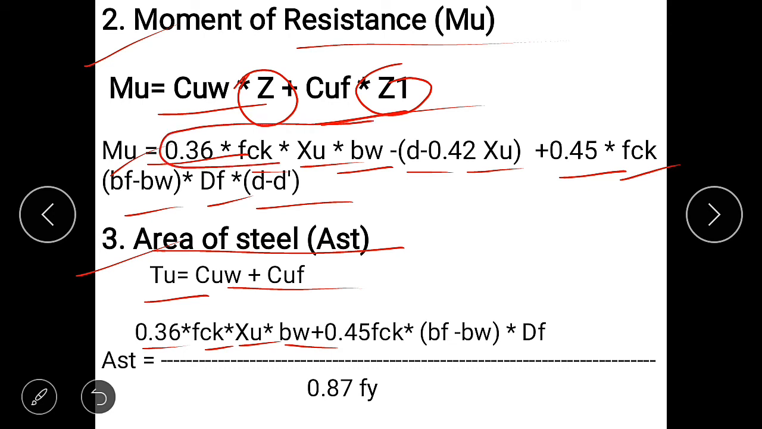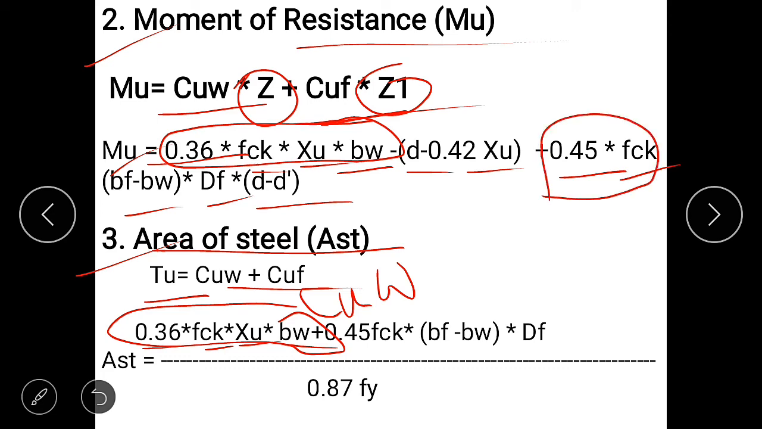This formula is for Cuw, and the formula for Cuf is this formula. So the formula is 0.45 fck into (bf minus bw) into Df, and the Tu formula is 0.87 fy into AST. So you can easily find AST. For the second case we studied the Xu, Mu and AST formulas.